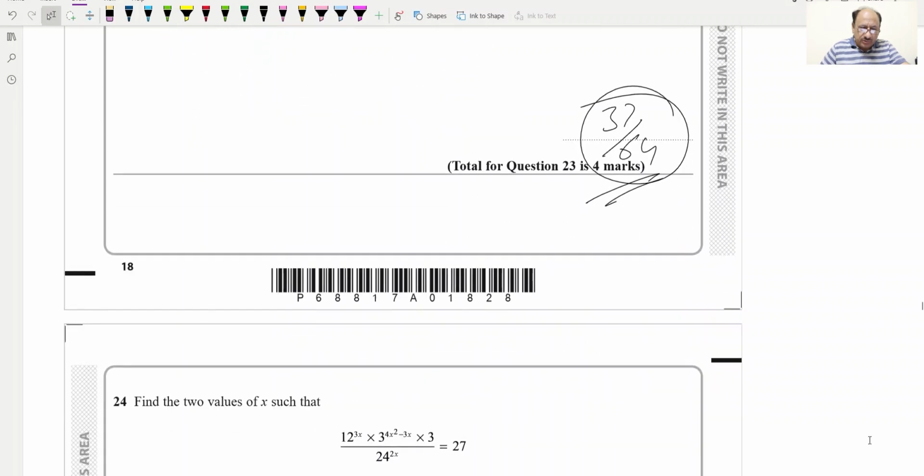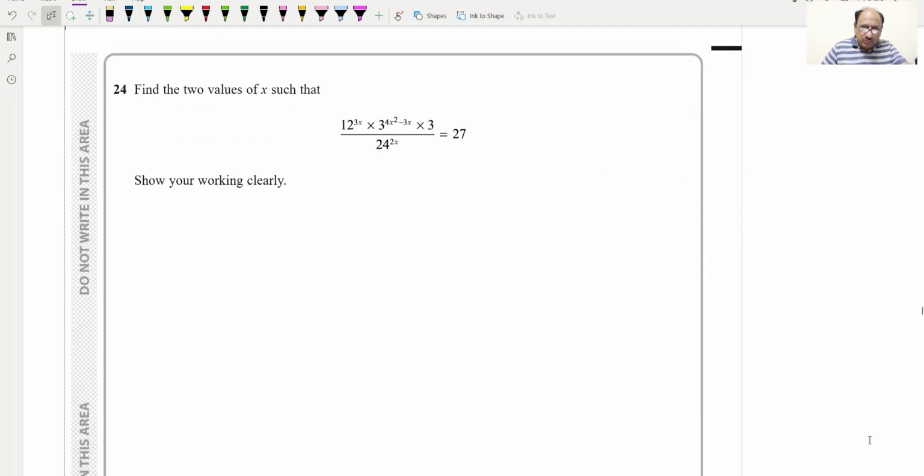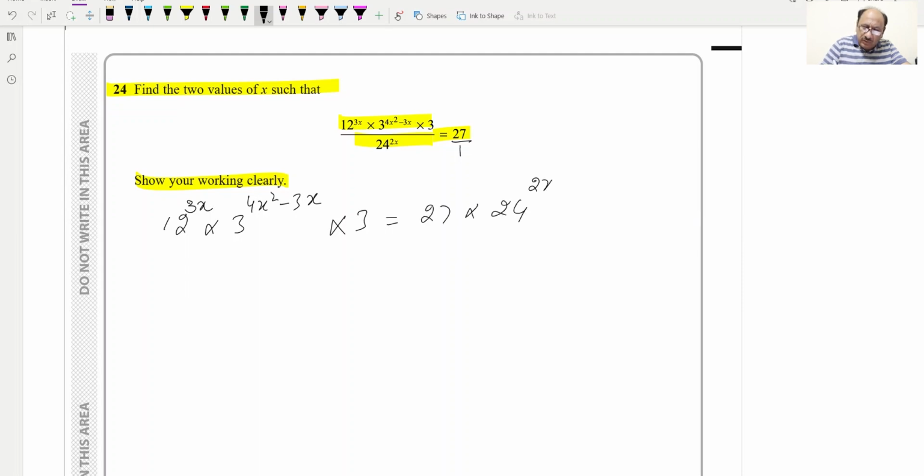Hopefully you understood this. Now here comes question number 24. Question number 24 says find the two values of x such that this expression is equal to 27. Show your working clearly. Now what we will do is first of all cross multiply. We can write this as 12 raised to the power 3x into 3 raised to the power 4x squared minus 3x into 3, and this is equal to 27 into 24 raised to the power 2x.